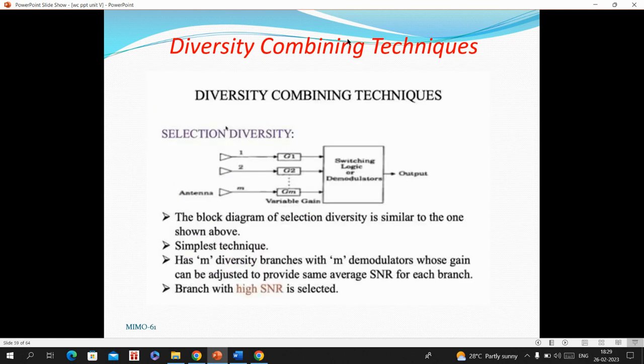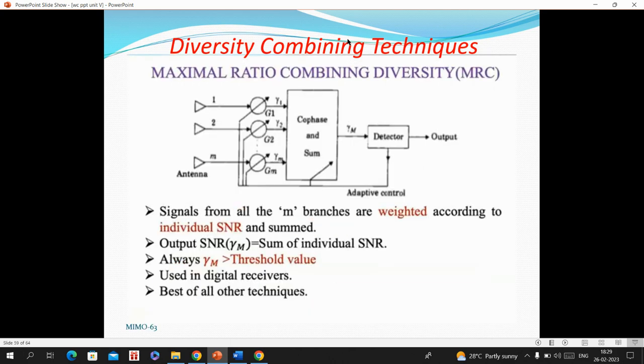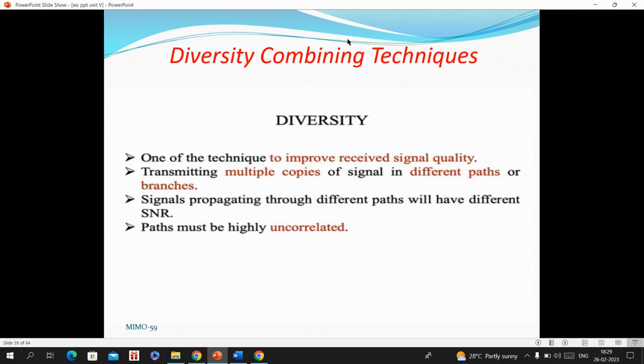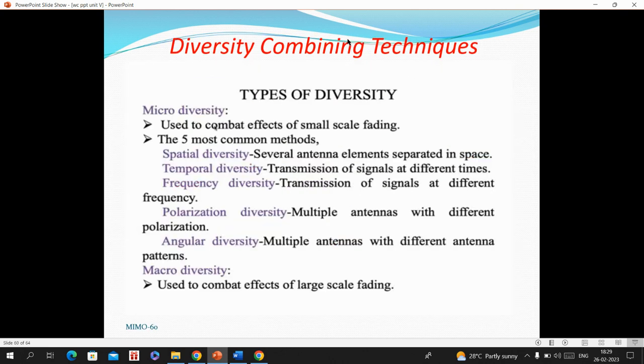The diversity can be majorly classified as micro diversity and macro diversity. Micro diversity is nothing but the small fluctuations in the signal. In micro diversity, we normally consider small fading effects. So to remove the small scale fading effects, we use micro diversity. Again, micro diversity has five common types.